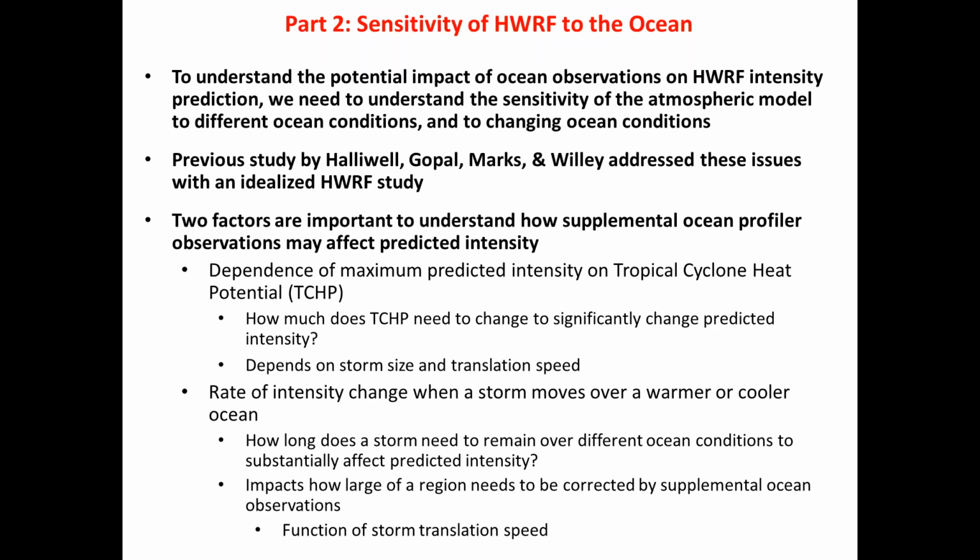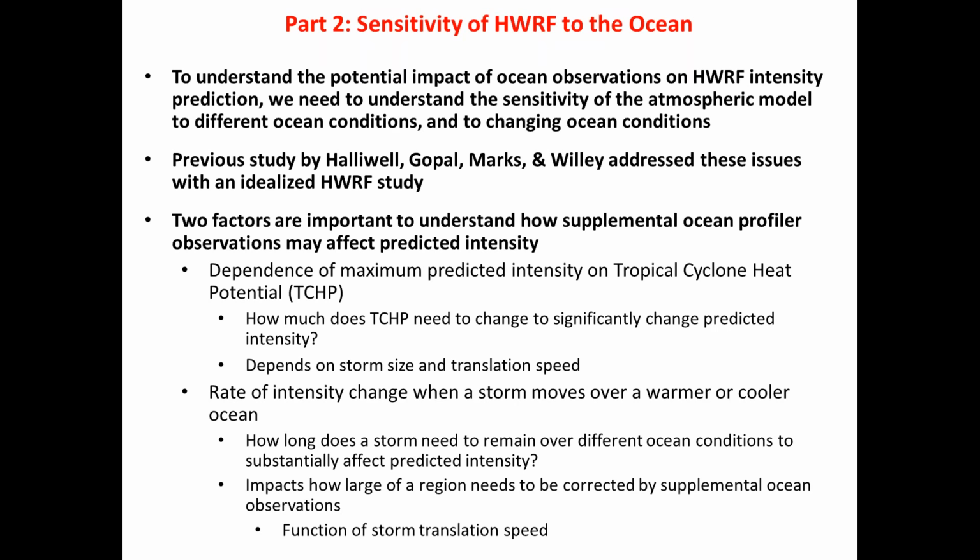There are two factors that are important to understand how supplemental ocean profiler observations may affect predicted intensity. One is the dependence of maximum predicted intensity on tropical cyclone heat potential. How much does this need to change to significantly change predicted intensity? If observations only make a small to modest change in heat potential, is that enough to change intensity significantly? We're looking at that in a quantitative sense, obviously.